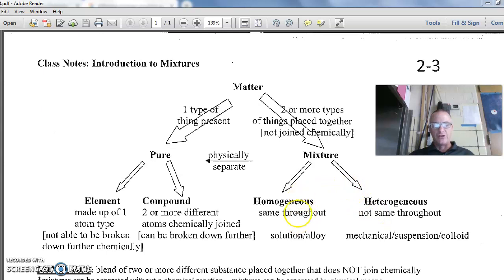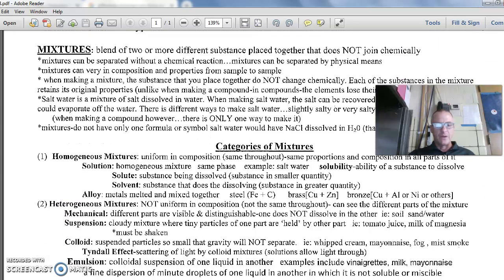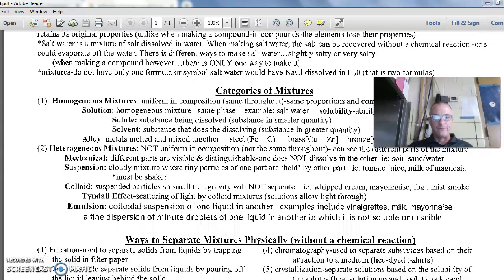So homogeneous, you cannot recognize parts within the mixture. Heterogeneous mixtures, there are parts within the mixture. They are not the same throughout. Some examples of heterogeneous mixtures are mechanical mixtures, suspensions, colloids. We'll also mention emulsions. And as we move down in our notes, we are picking up right here.